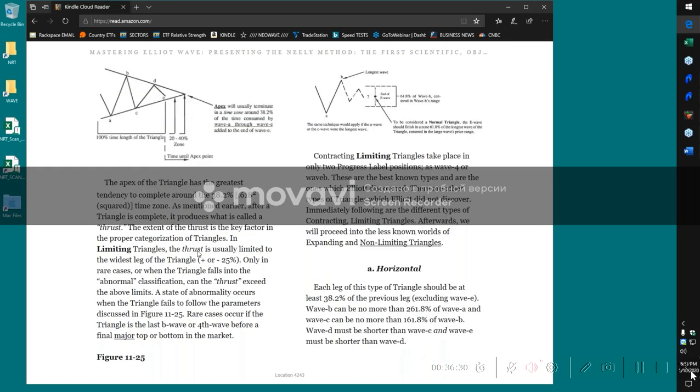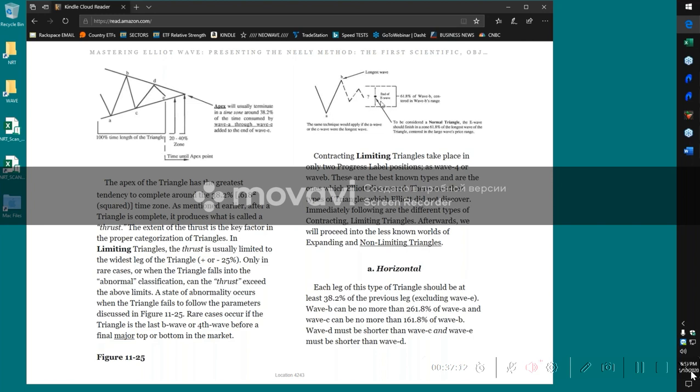So the other rules for typical contracting triangles, and again, make wave A 161% of the C wave. Generally, you want it to finish so that when you measure from the conclusion of wave E back to the beginning of wave A, you take 20 to 40% of that time and add it here. The apex point will occur somewhere in that range, and that's where the market will top. The apex will usually terminate at around 38% of the time consumed by the whole pattern. So if you measure the whole thing and add 38%, that is approximately where the apex point will occur, and where the thrust will end.